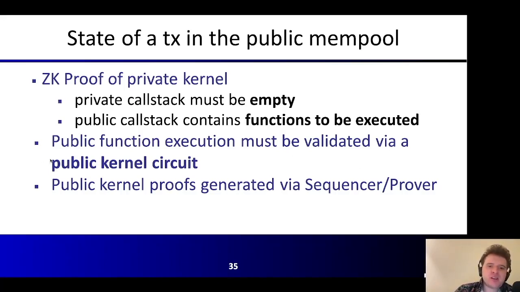So at this point, for example, the transaction sender is hidden. You know that somebody wants to execute a sequence of public function calls, but you don't necessarily know who they are. And these proofs are going to be generated. So what happens here is a sequencer is going to order the transactions. They're going to be grabbing the private kernel proofs from the mempool, ordering them in a block, computing the witness assignments to them. So basically performing all the state updates.